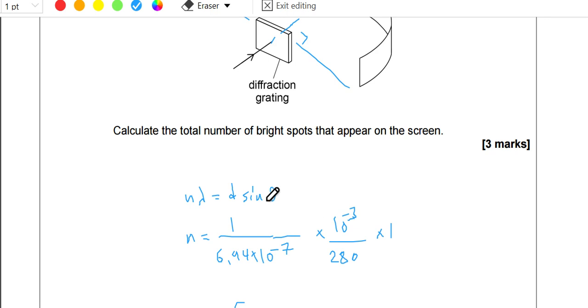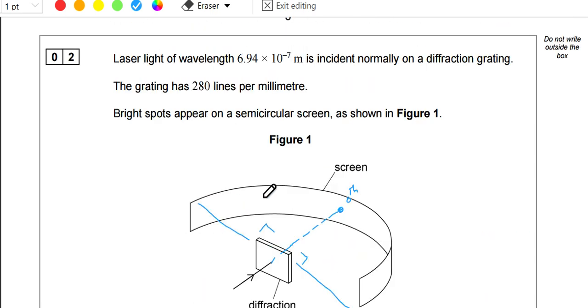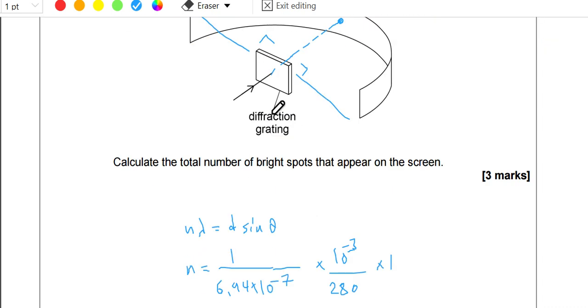d will be 1 over 280, and this 280 is divided by 10 to the minus 3 to convert the millimeter to meter, so it goes up to the numerator here. This is the spacing d after conversion, and lambda here is in meter, so the only thing left is theta to be 90, so sine theta is 1.